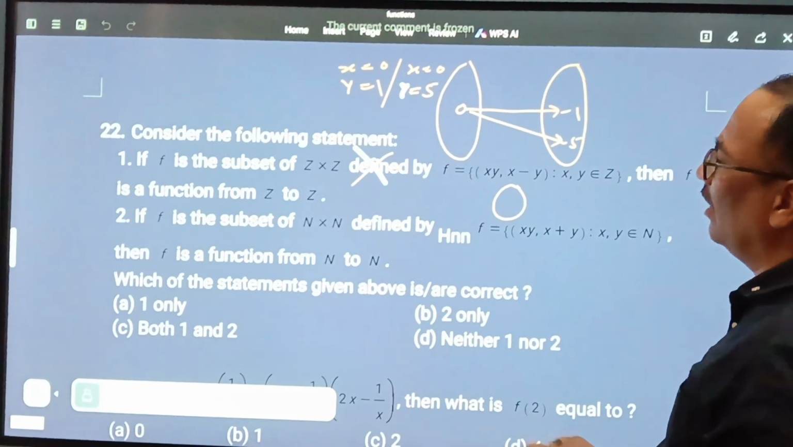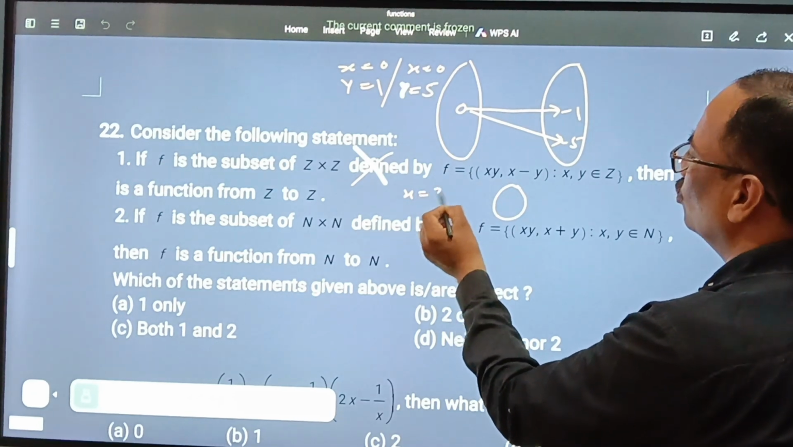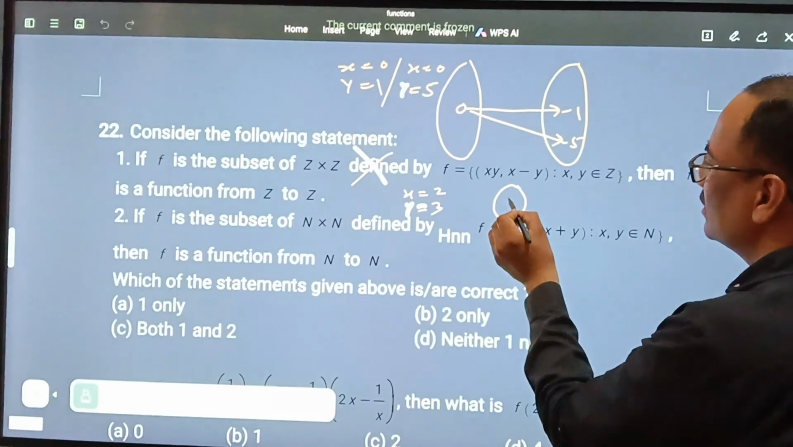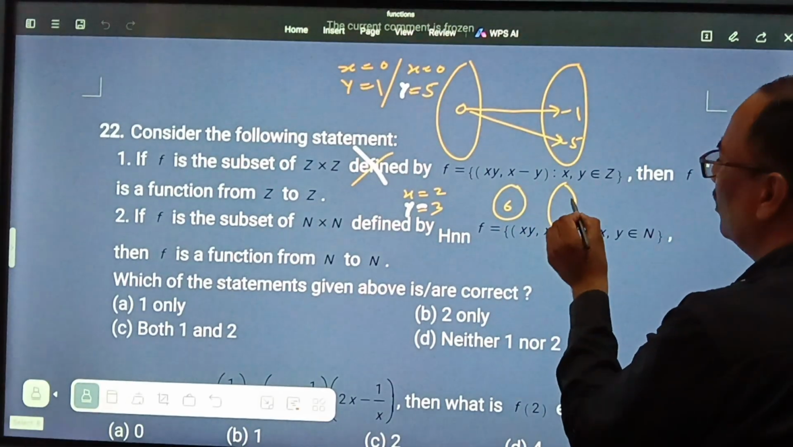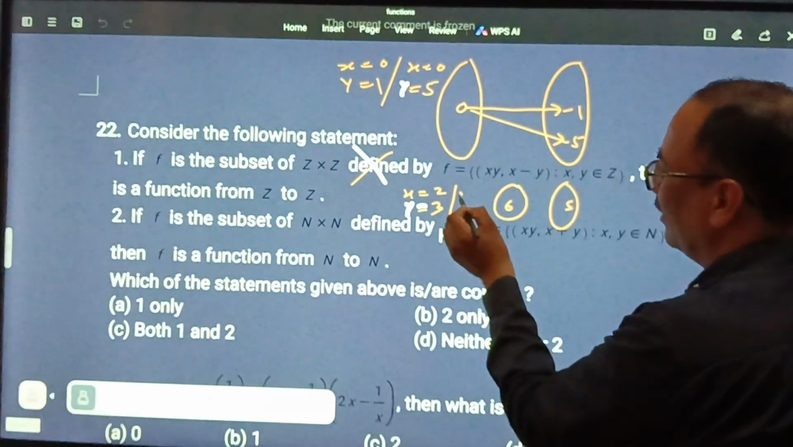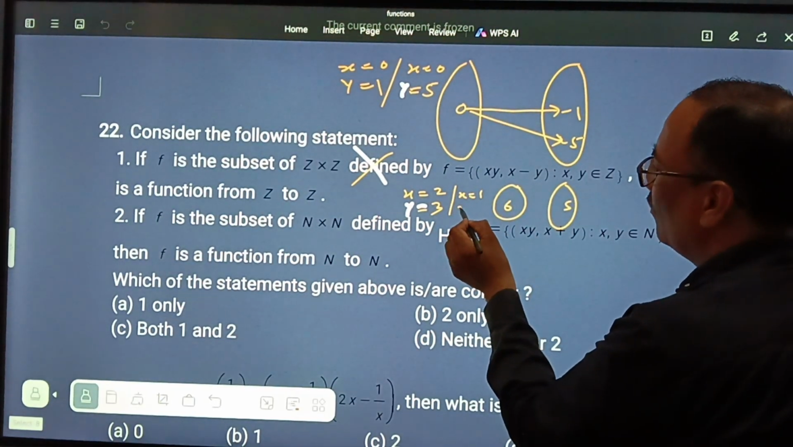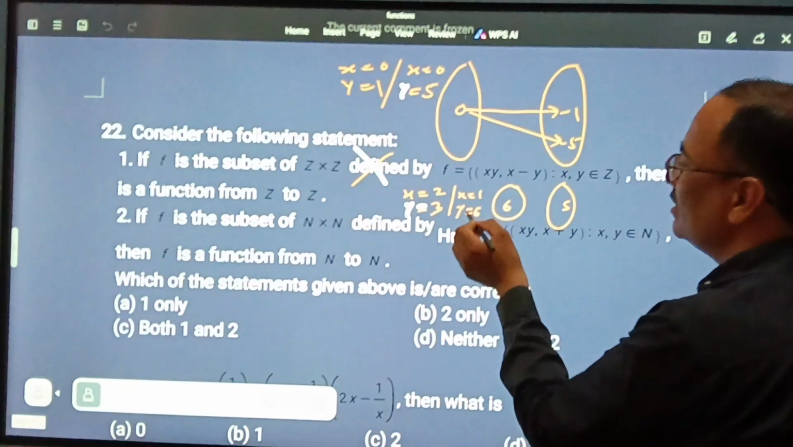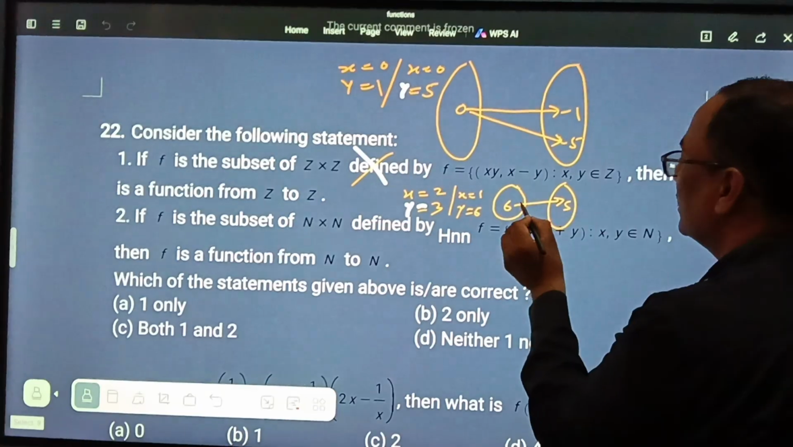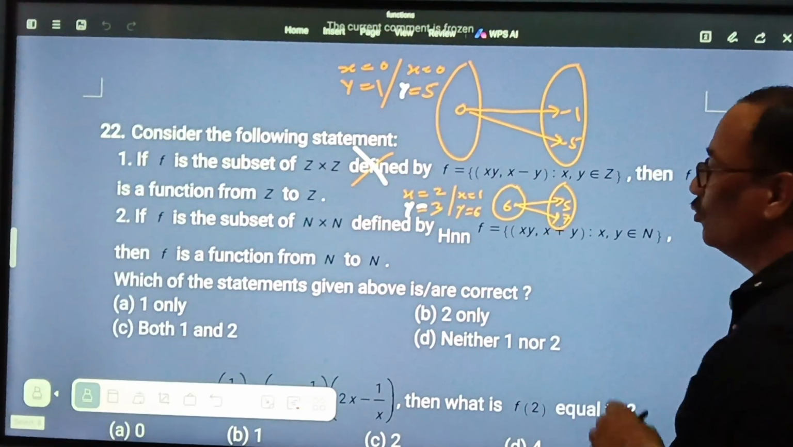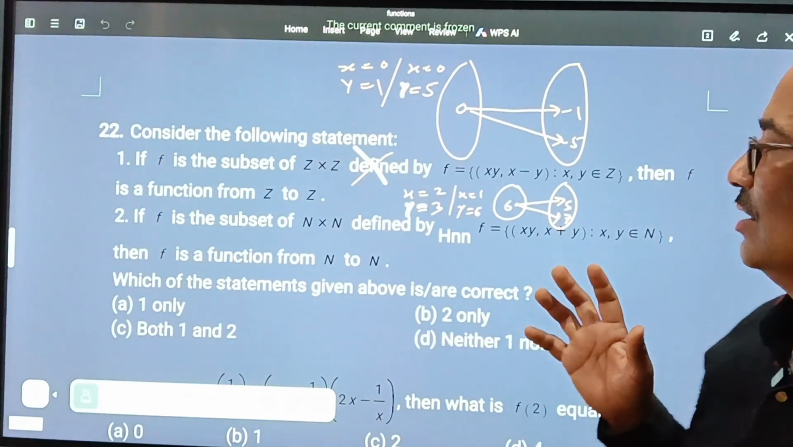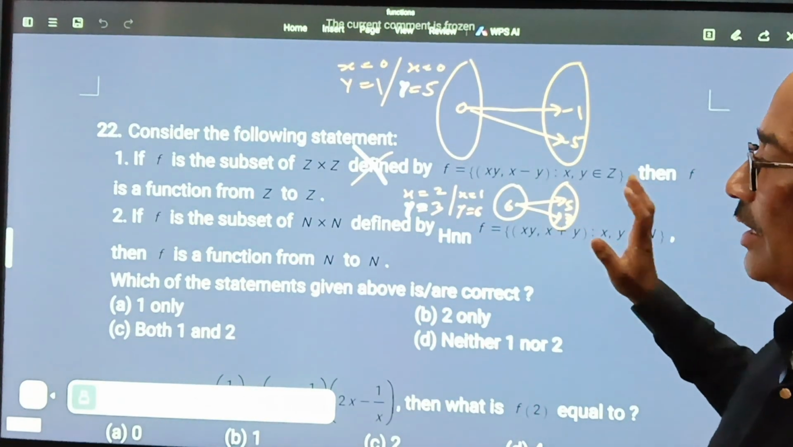So if we take x is equal to 2 and y is equal to 3, the product is 6 and the image is 5. Now for the same product, when we take x is equal to 1 and y is equal to 6, the product is 6, but the image is 7. So here it is clear 6 does not have a unique image. That's why this is also not a function.